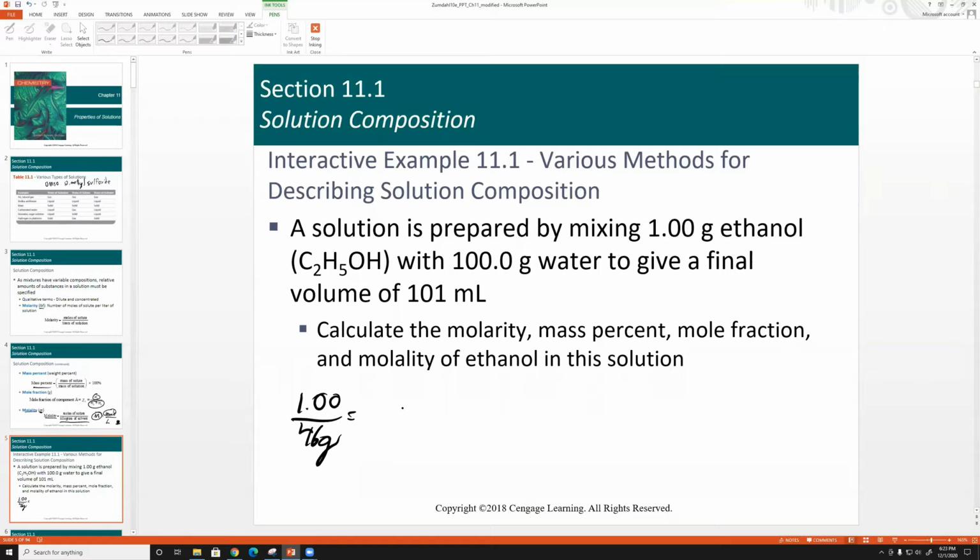Anybody want to divide by 46 or 46.07, whatever you got? Okay, cool. So 0.022 moles. We can divide that by our liters, which is 0.101 liters, because you need to convert milliliters into liters. And what is that answer? Does anyone have it?